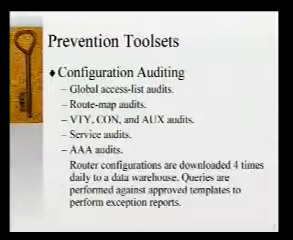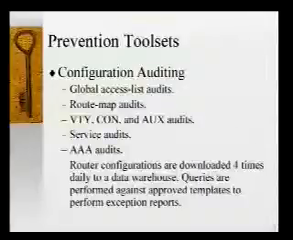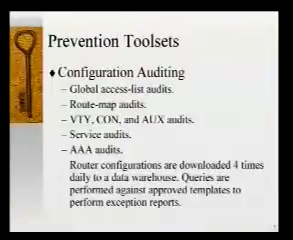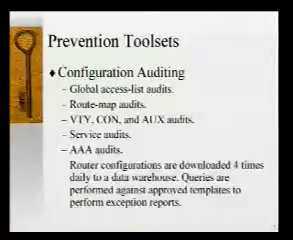Route map audits, same thing, VTY, con, and aux. We have a standard template, VTY access list 1 for Telnet, access list 2 for SNMP. Make sure those are audited 4 times a day. Make sure they match the provisioning database. Service audits: make sure that services are shut down. No reason to run a web server on your router. AAA audits: make sure that every router is doing TACACS. Make sure that nobody's tampered with the TACACS configurations.